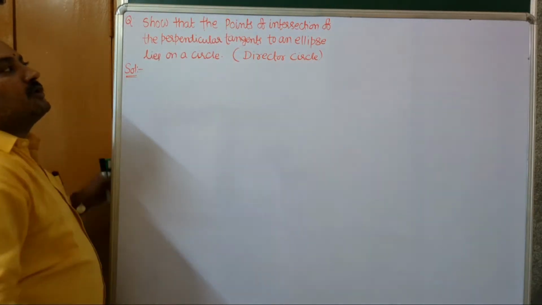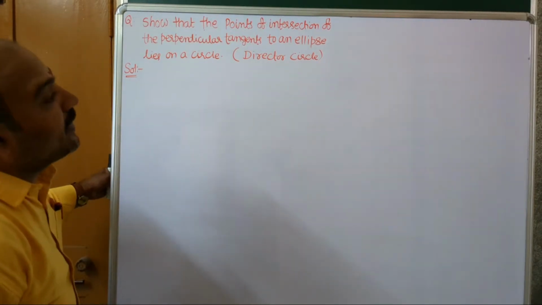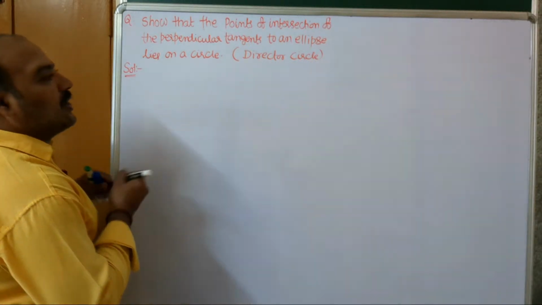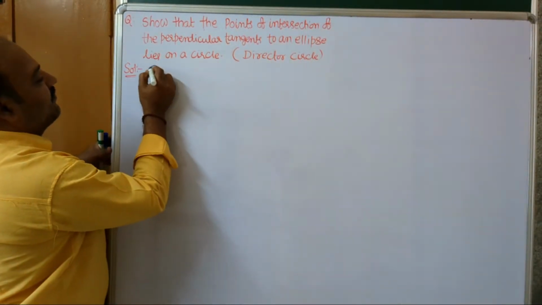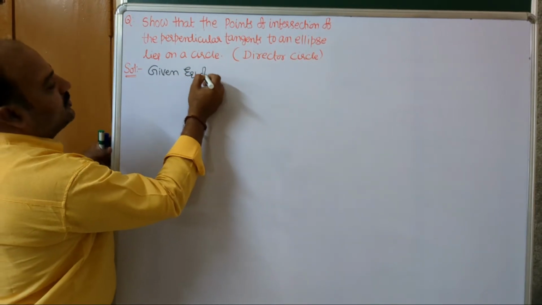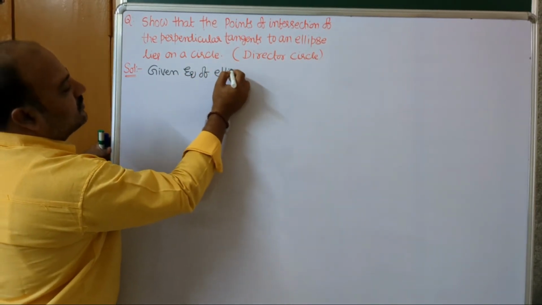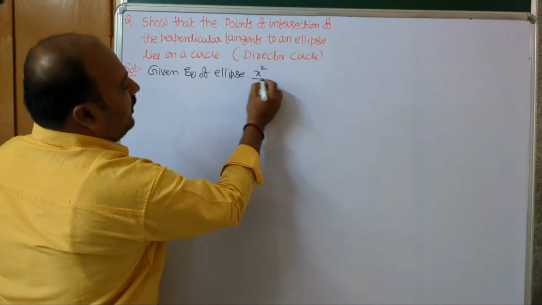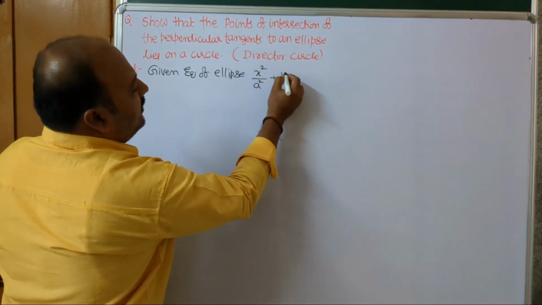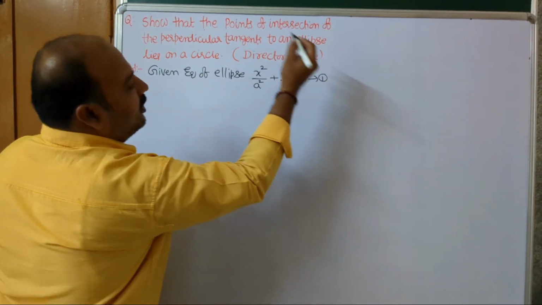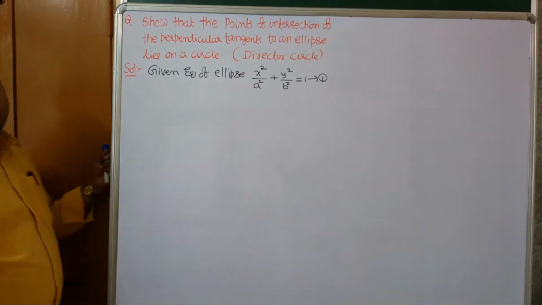Show that the points of intersection of the perpendicular tangents. So first, given equation of ellipse: x square by a square plus y square by b square equal to 1. Keep that equation number 1.